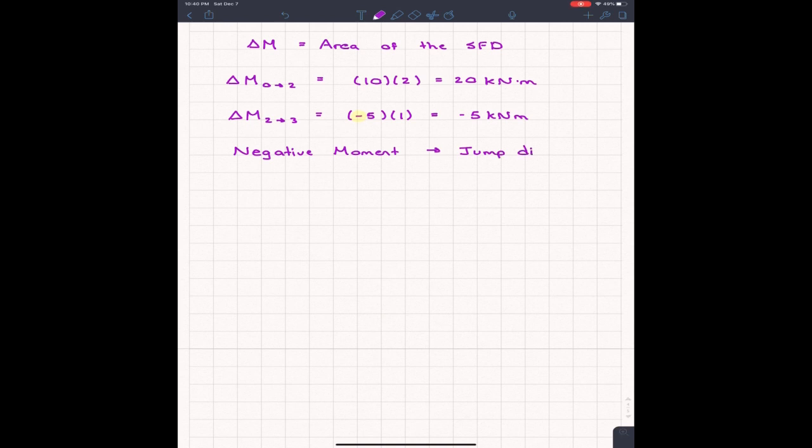And this is just because of the sign convention that we chose when we cut beams. So I'm going to go jump diagram up. And my little positive moments, they jump our diagram down.